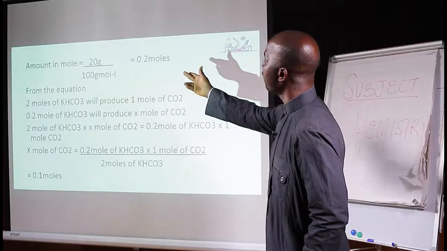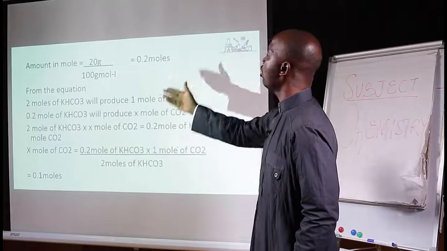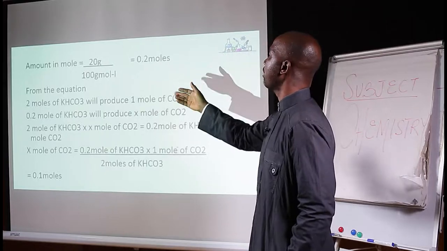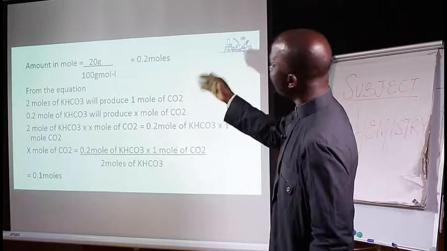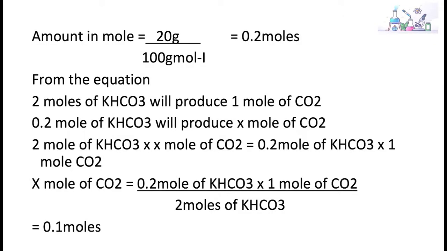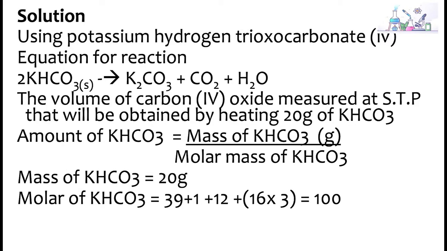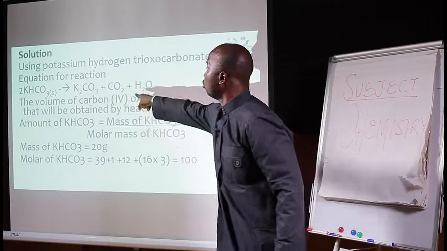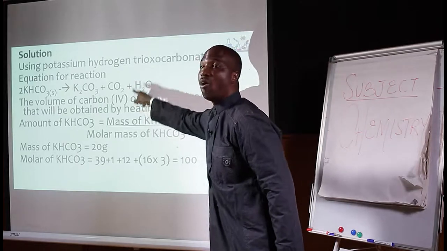So amount in mole is the mass, which is 20 grams, over 100, which is the molar mass, 100 grams per mole. So 20 divided by 100 grams per mole, you will get 0.2 mole. Now you get 0.2 mole as the number of mole of potassium hydrogen trioxocarbonate 4. Now from the equation, 2 moles of potassium hydrogen trioxocarbonate 4 produce 1 mole of carbon 4 oxide. Let's go back to the equation, please. From the equation, you can see 2 moles of potassium hydrogen trioxocarbonate 4 produce 1 mole of carbon 4 oxide.